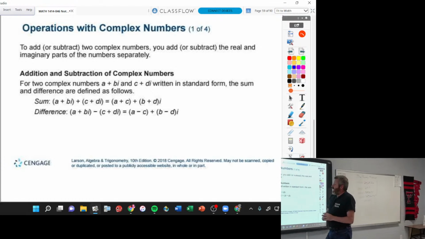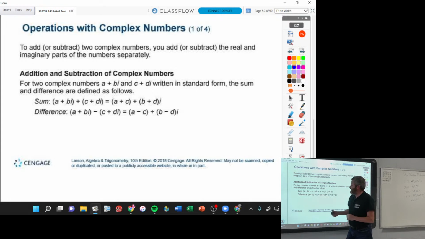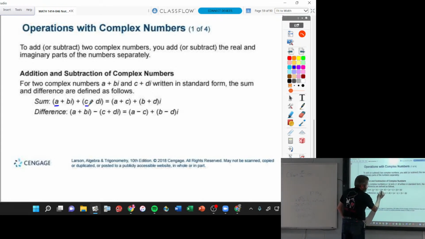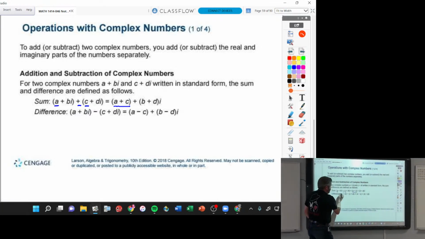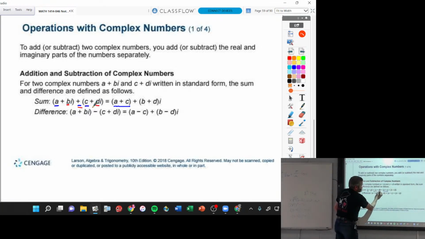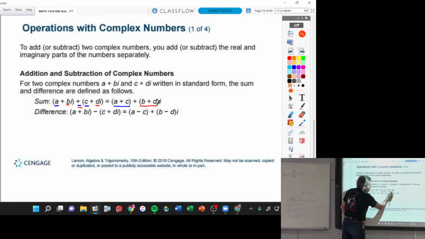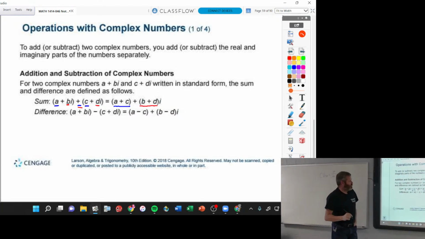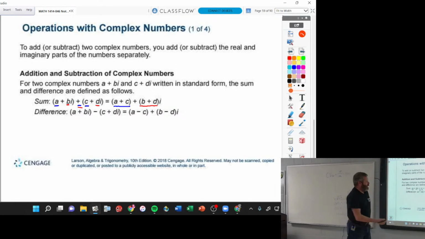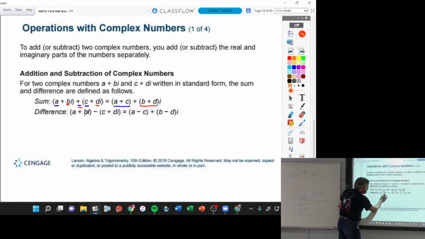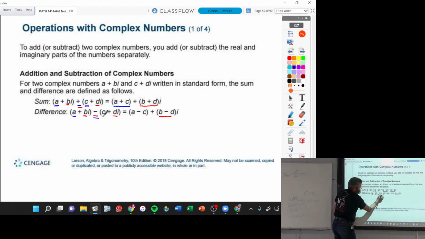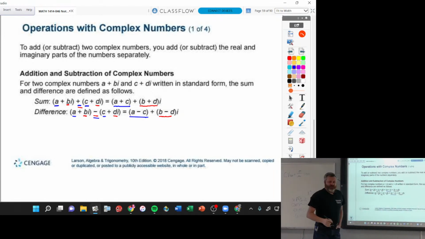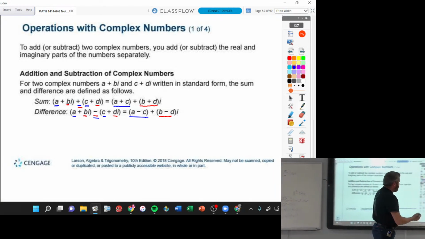So if I wanted to add a plus bi plus c plus di, a and c are being added. Those are my real parts. b plus d are being added together. Those are my imaginary parts that go with the i. Subtracting, I'll do the b's first: I have b minus d, so there's my b minus d. a minus c, so there's a minus c. So again, folks, it's just like combining like terms.